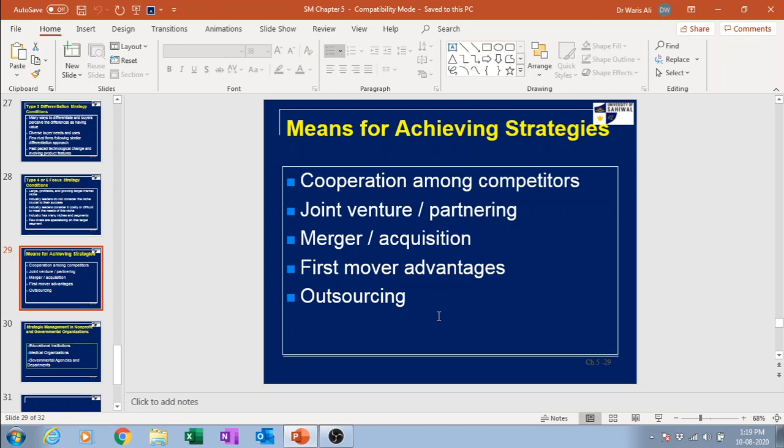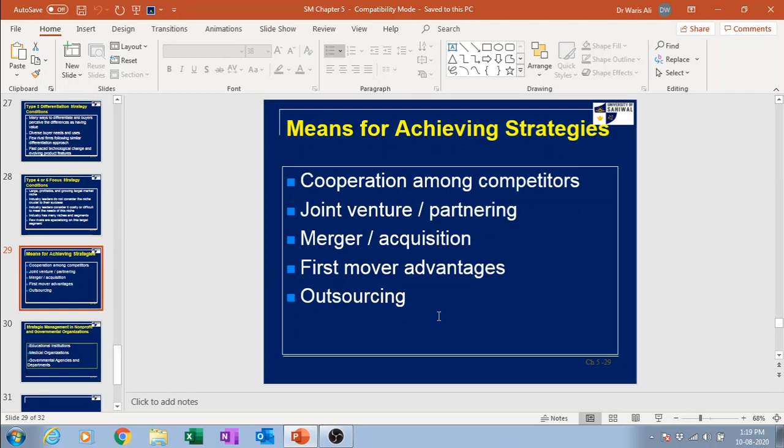You need to be clear that if you want to successfully achieve those strategies, you have to cooperate. You can merge your resources, and you can develop cooperation with your competitors, among competitors. You can have joint ventures and partnerships. You can have mergers and acquisitions. You can outsource the services in order to serve the market. So in order to successfully accomplish these strategies, you can avail these options.